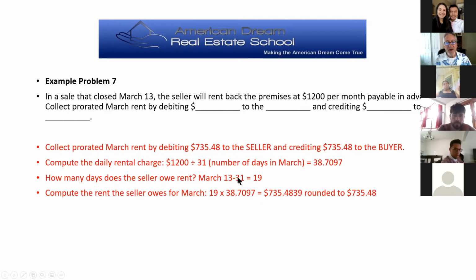Here again, if we just went 31 minus 13, we get 18 days. It's not enough. We have to make sure we count the 13th as one of the days. This is what the seller owes rent for because the buyer owns the property on the 13th. So now that we have the days, we have our per diem, we just multiply, and then now we have the amount.